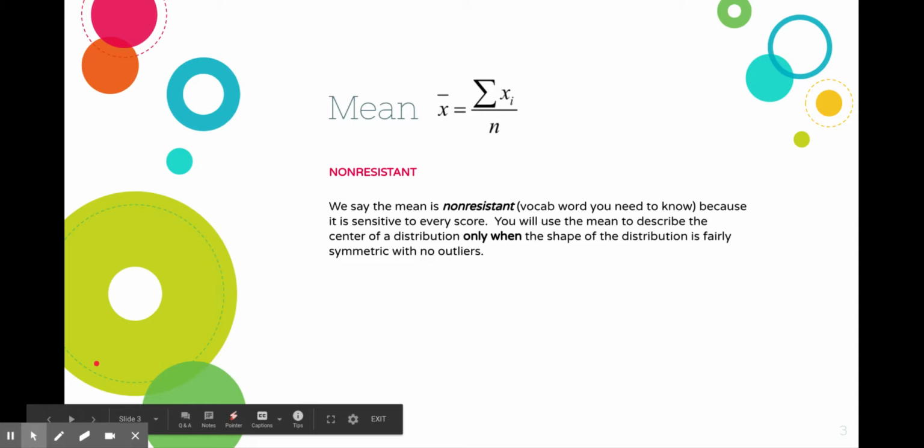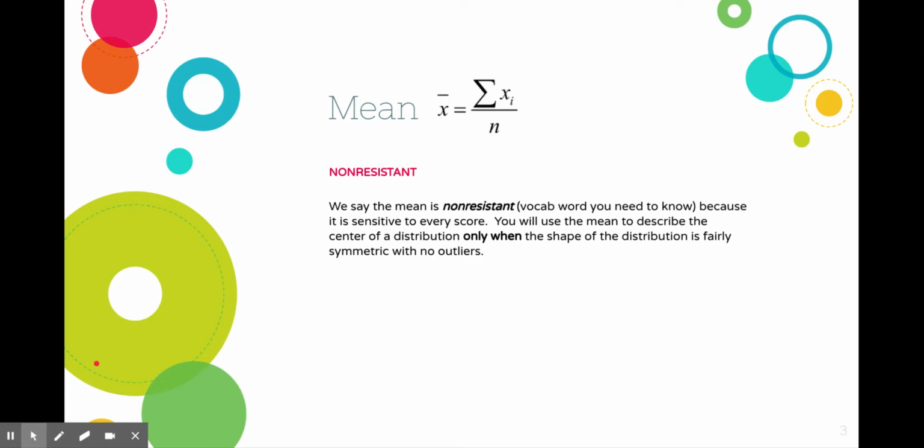The mean, which is denoted with x bar, is the sum of xi all over n. So it's the sum of all the x values divided by the number of x values, n. This is on the AP formula sheet.